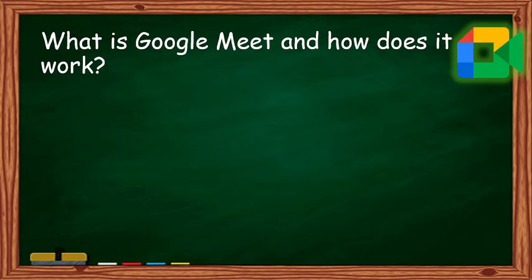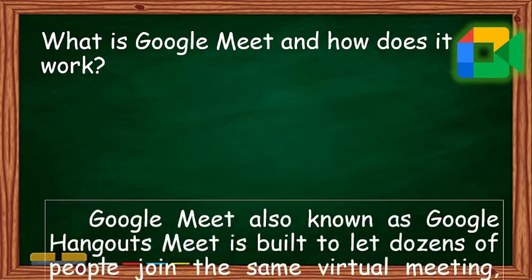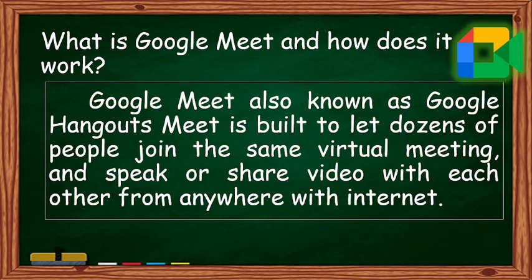What is Google Meet and how does it work? Google Meet, also known as Google Hangouts Meet, is built to let dozens of people join the same virtual meeting and speak or share video with each other from anywhere with internet. In other words, even if you are far away, as long as you have the link, we can still talk.